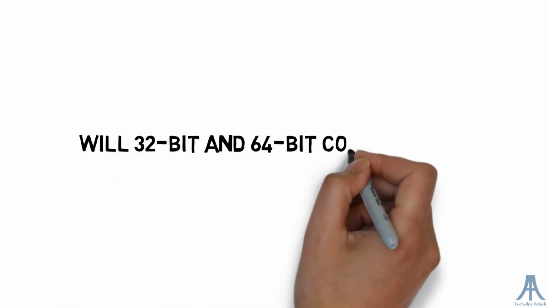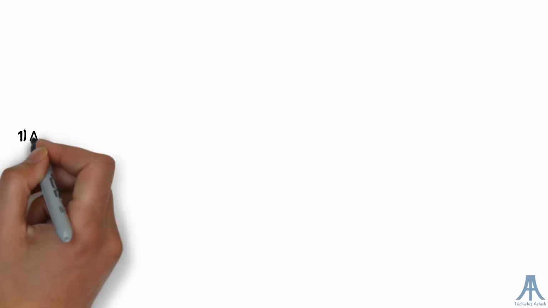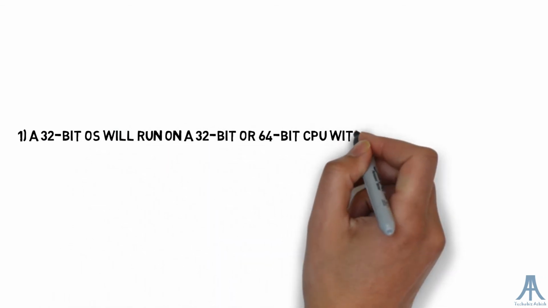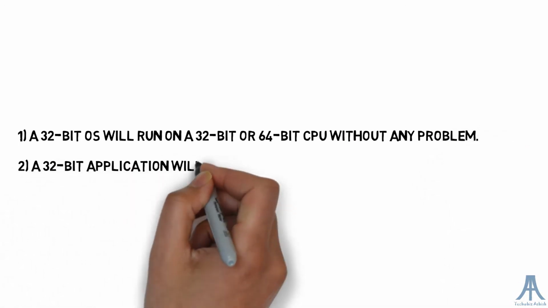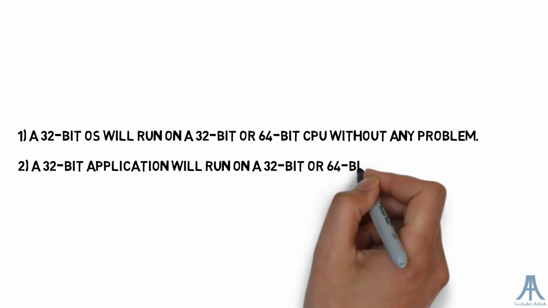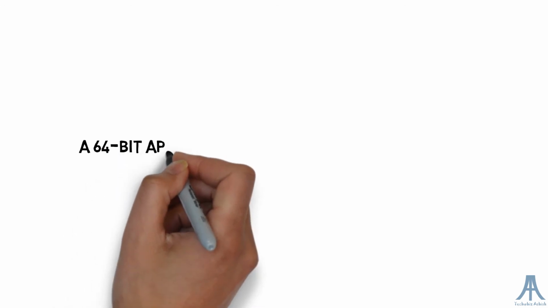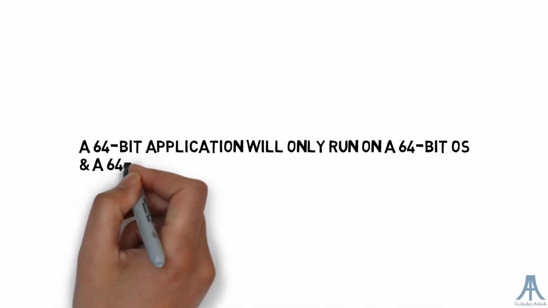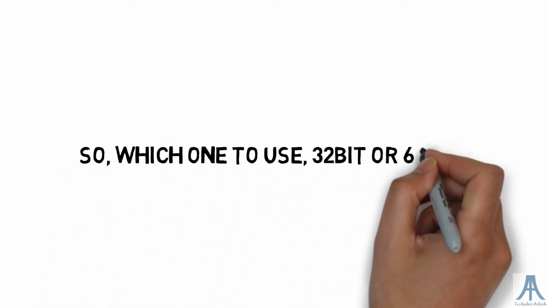Are 32-bit and 64-bit combinations compatible with each other? The general rule is, number one, a 32-bit operating system will run on a 32-bit or 64-bit CPU without any problem. Second, a 32-bit application will run on a 32-bit or 64-bit operating system without any problem. But a 64-bit application will only run on a 64-bit operating system, and a 64-bit operating system will only run on a 64-bit CPU.